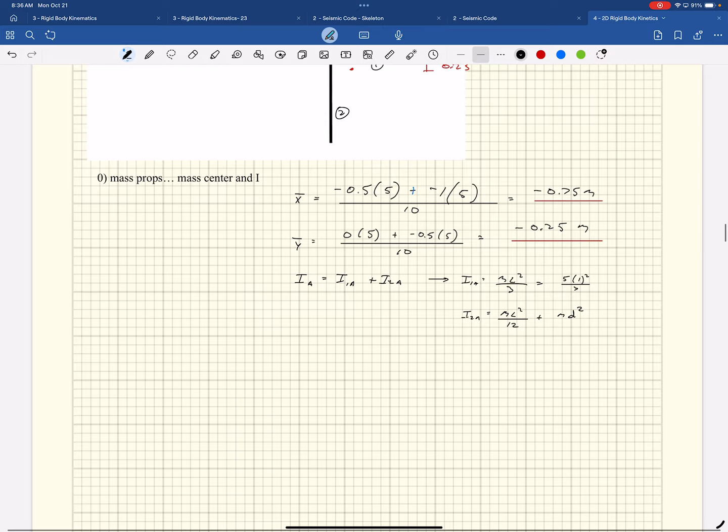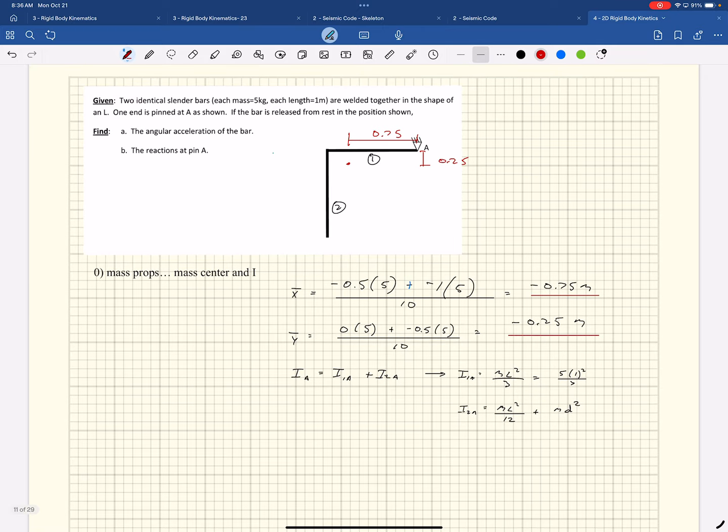Okay, so this guy, that's an axis, and that's an axis. I just want to show you, I'm trying to get this object's moment of inertia about this point over here, A, right? So I do the moment of inertia of the object about its own mass center, that's ml squared over 12, and then plus this md squared. That d is this distance right here.